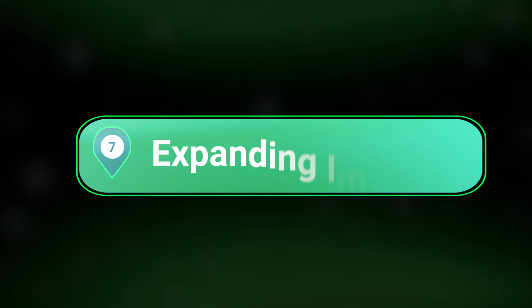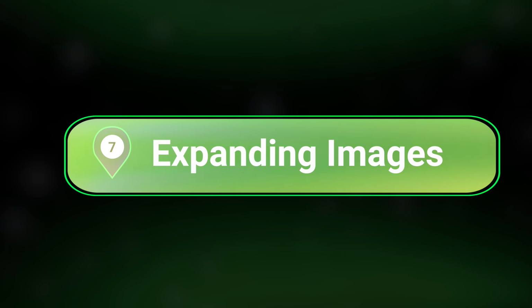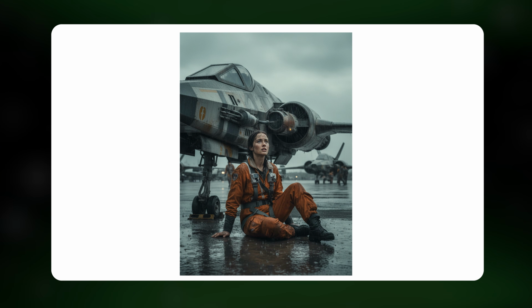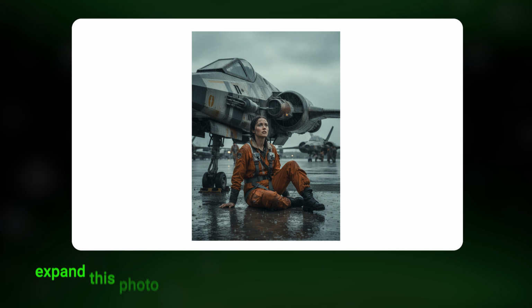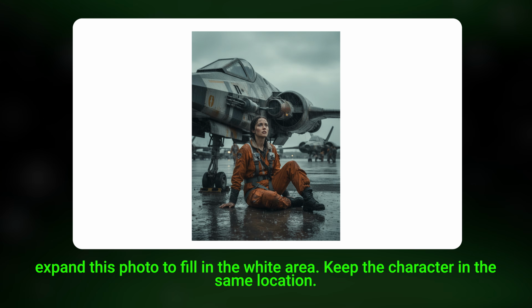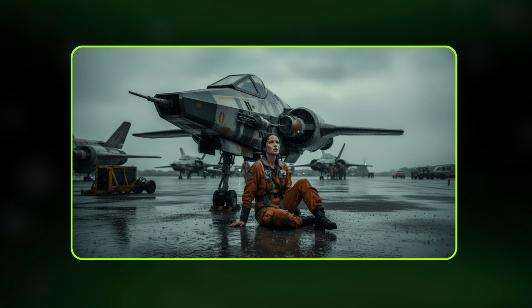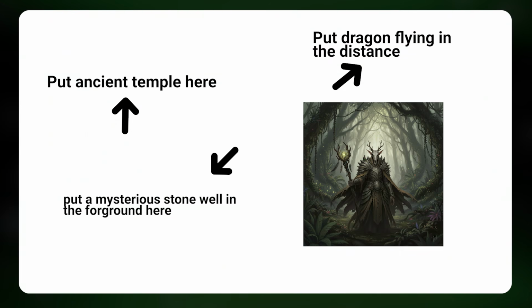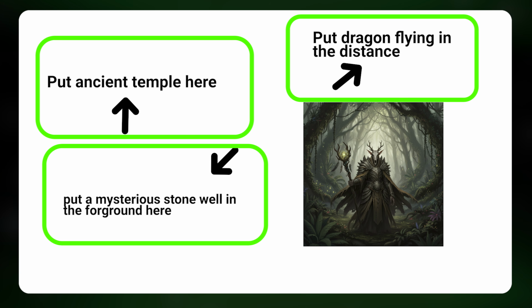Tip number 7, outpainting or expanding images. You can't directly extend an image, but if you place it on a larger blank canvas and ask Nano Banana to fill the empty space, it will expand the scene naturally. Tip number 8, using annotations. You can draw arrows and add text instructions directly on your reference image to guide the AI. For example, label areas for a temple, dragon, or foreground object.